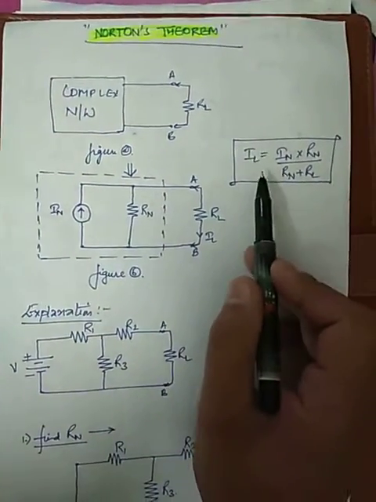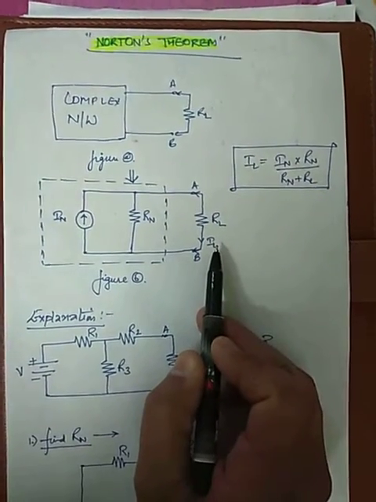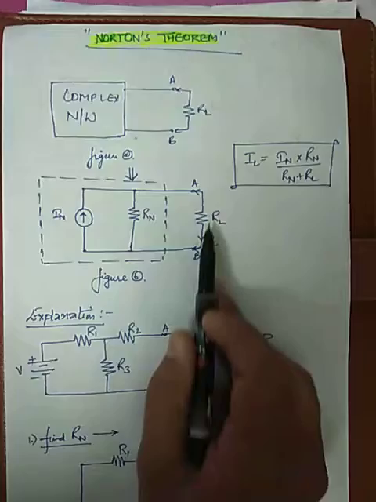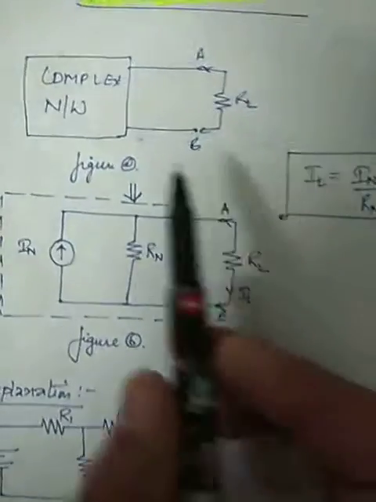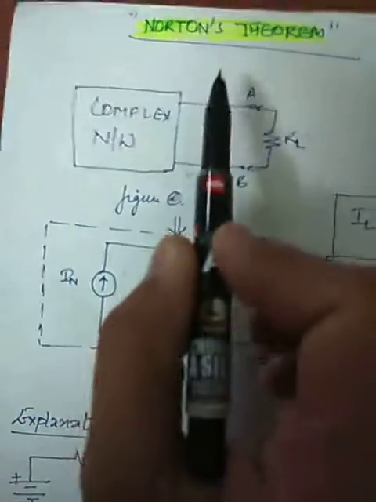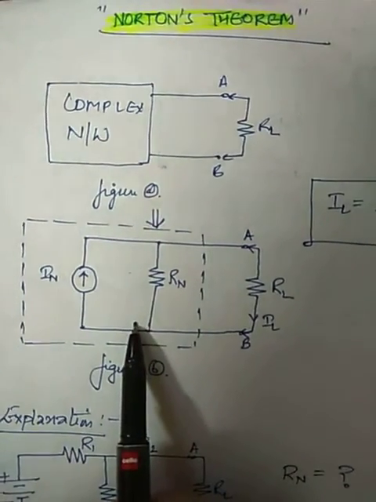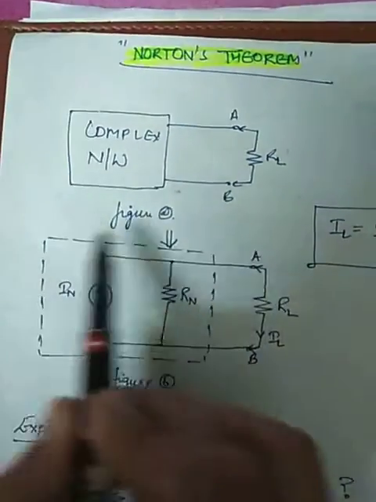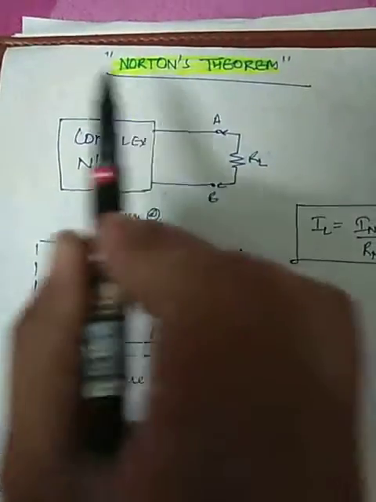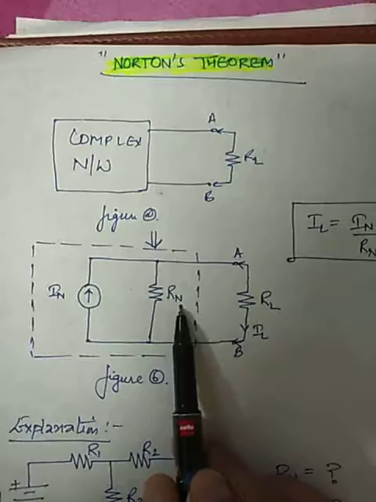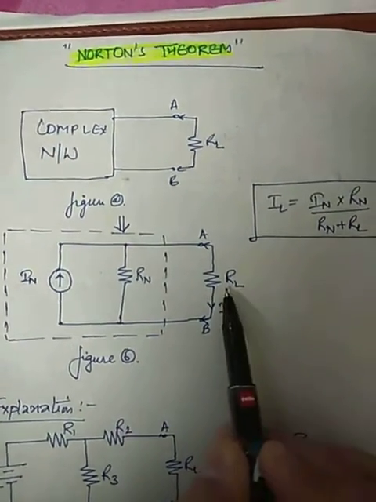So once Norton's equivalent circuit is determined, then current in any load resistance RL connected across terminal AB can be easily obtained. So according to Norton's theorem, we will replace this complex network into a simplified equivalent circuit. So we will replace all the EMF sources with a single current source and all the resistances with a single resistance, and at last we will calculate the value of load current across this load resistance.